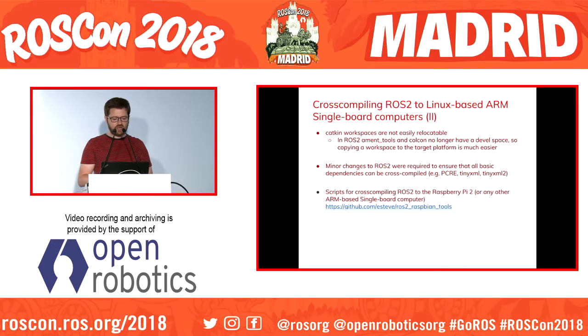There's something that Andrew Symington mentioned yesterday. Cross-compiling ROS1 is not very straightforward. And that changed with ROS2. One of the things that made it possible is the build system. Well, the build tools, actually. There's a distinction between build systems and build tools. Ament and Colcon workspaces can be easily relocated. There are no hard-coded paths when you build a workspace, unlike Catkin. And there's no devel space, which is so great.